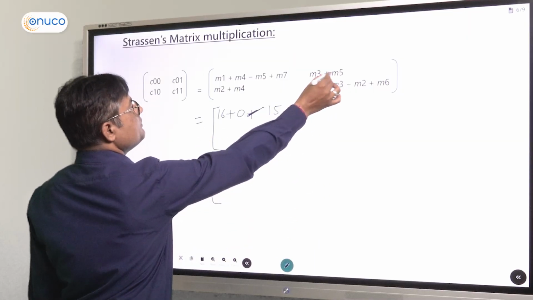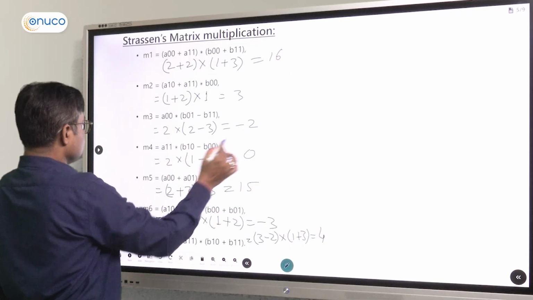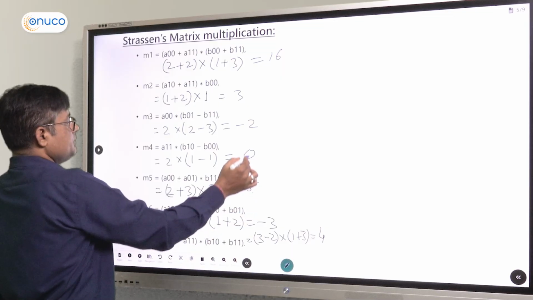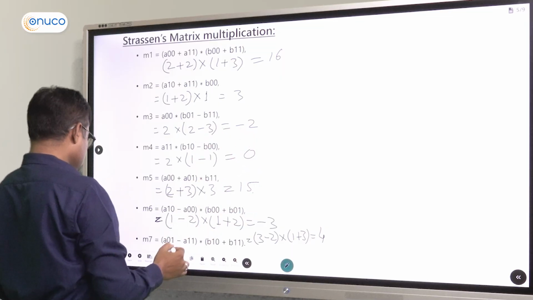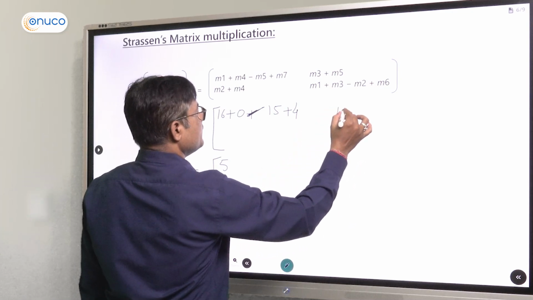Right? Similarly, M3 plus M5. Let us see what M3 and M5 are. M3 is minus 2 and M5 is 15. Right? So 15 minus 2 is 13. So this value you are getting is 13.